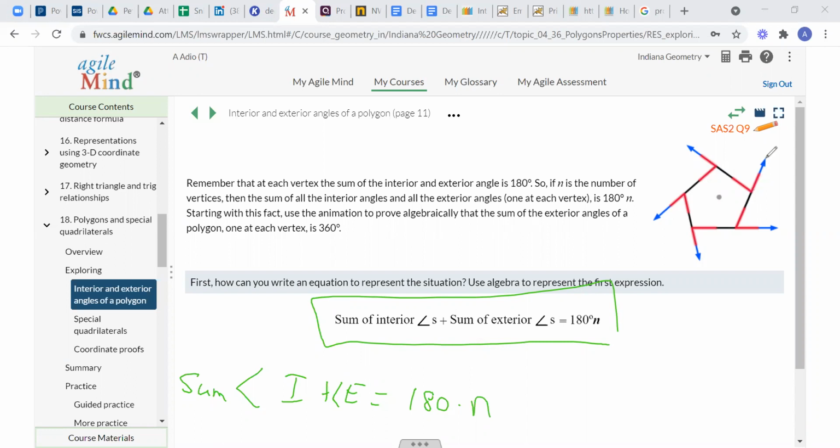Only when you are dealing with this specific one, interior here, exterior here, they add up to 180. But if you add all the interiors together, this plus this plus this plus this, and exterior plus exterior plus exterior plus exterior plus exterior, then the sum is always 180 times n.